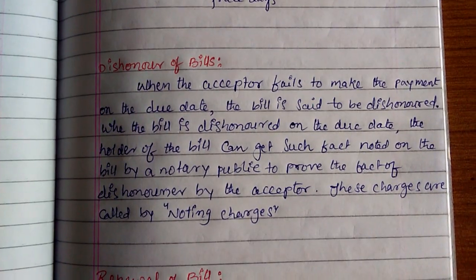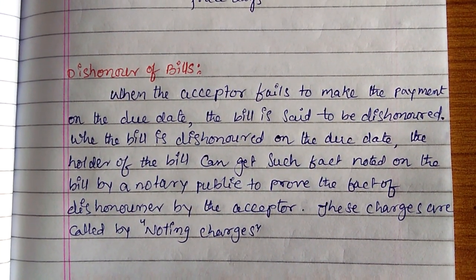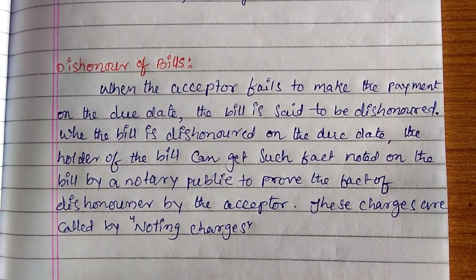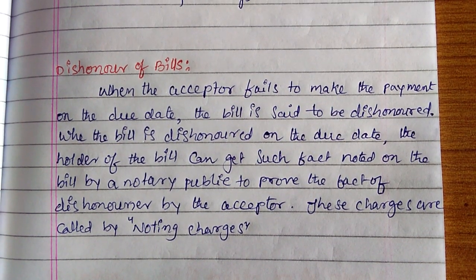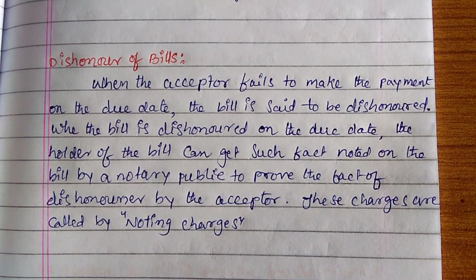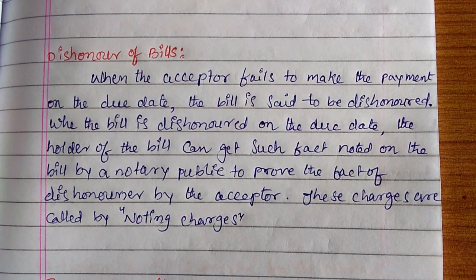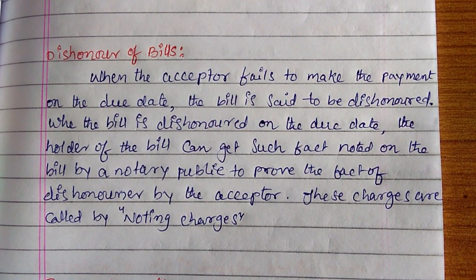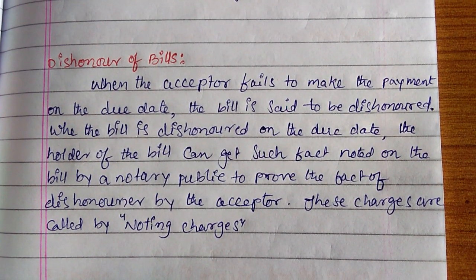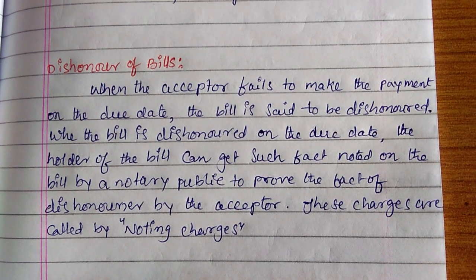If sometimes the buyer doesn't pay on the due date, that is called dishonor of bills. When the acceptor fails to make the payment on the due date, the bill is said to be dishonored. When the bill is dishonored on the due date, the holder of the bill can get such fact noted on the bill by a notary public to prove the fact of dishonor. These charges are called noting charges. The noting charges are paid by the drawer and then collected from the drawee.